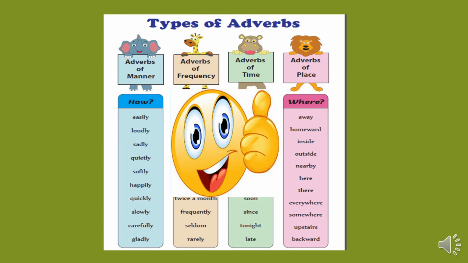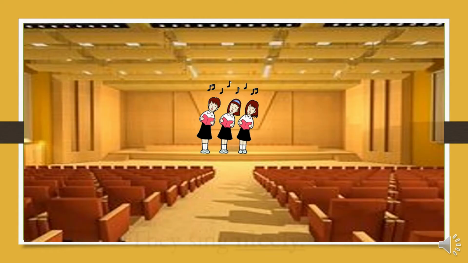These are the types of adverbs. Adverbs of manner, adverbs of frequency, adverbs of time, adverbs of place. Okay, children, look at the flash card. What are they doing? Singing. Good. How do they sing? They sing nicely.